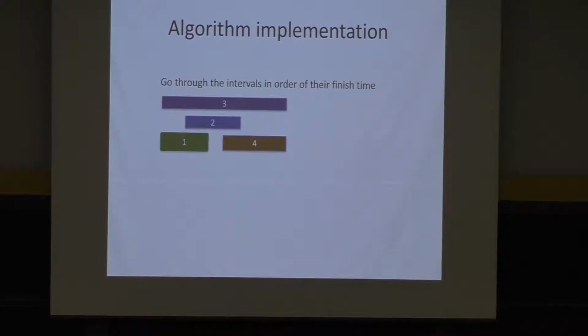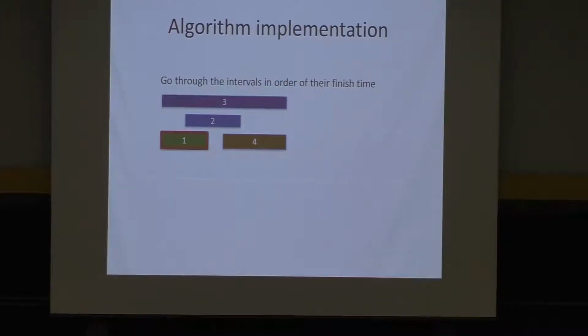Just to give you a sense of how you can do it, let's say here's my input. There are 4 jobs, 1, 2, 3, 4. Now the job with the earliest finish time is 1. So the way we are currently thinking about the algorithm is we're going to put 1 in our final schedule. Then we're going to delete 2, and then we're also going to delete 3. Okay?